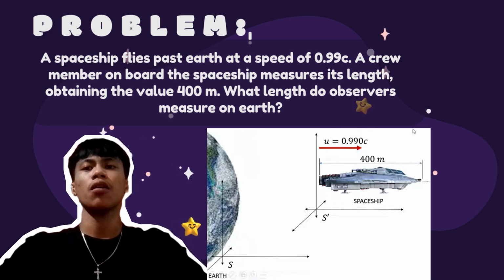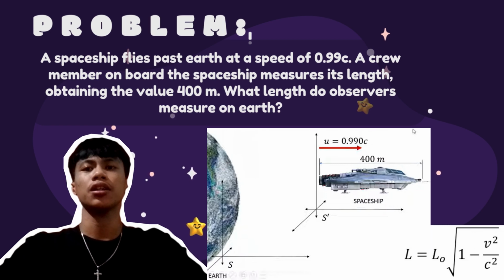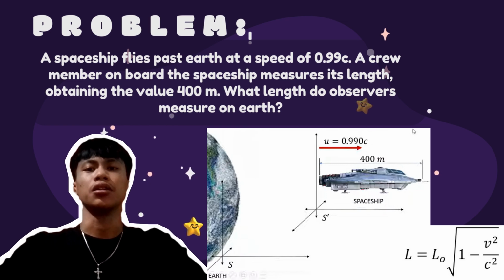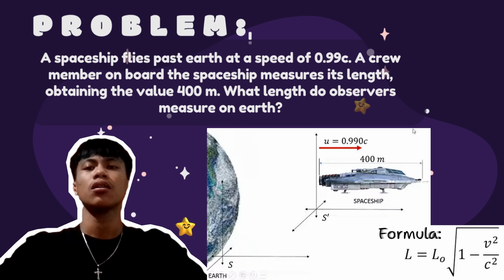By using the formula of length contraction, L, or the measured length, is equal to the proper length L0 times the square root of 1 minus u squared over c squared. Now that we have identified the formula, we can proceed to substituting and solving.